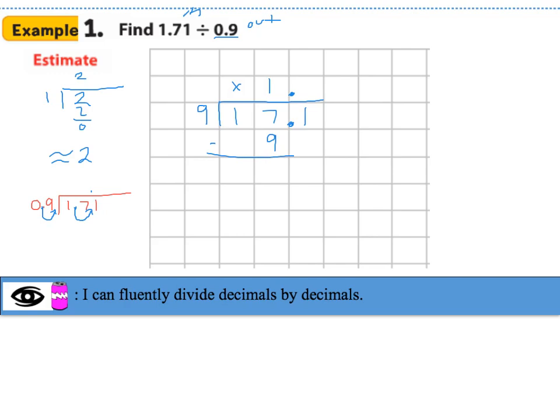So that becomes 9. We need to subtract and borrow. So 17 minus 9 becomes 8. And let's drop down our 1. 9 goes into 81 9 times, and that becomes 81. And when we subtract, we're left with 0. So our answer is equal to 1 and 9/10, which is approximately close to our estimate of 2. So we know our answer is reasonable.